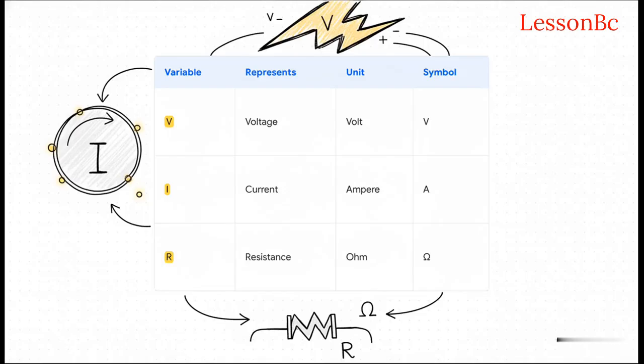So let's just hammer this home. V is for voltage in volts. I is for current in amperes. R is for resistance in ohms. VIR. Remember those 3. They're the foundation for pretty much everything else.